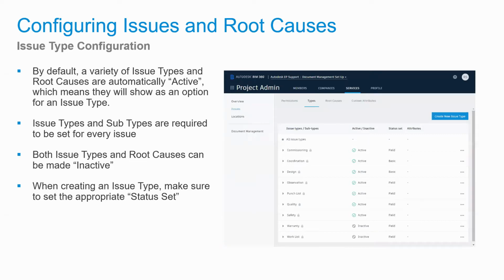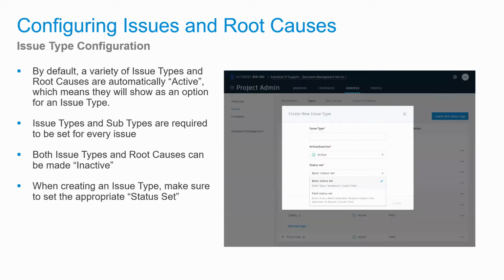So when an issue type is active, it means that it appears to the end user as an option when they're creating issues. When we set these to inactive, they no longer appear as an option when they're creating issues. For example, let's say we want to make quality not an option on observation. We would click the option and set this as inactive, which means that it wouldn't be an option for an end user. These options also apply to the root cause tab.